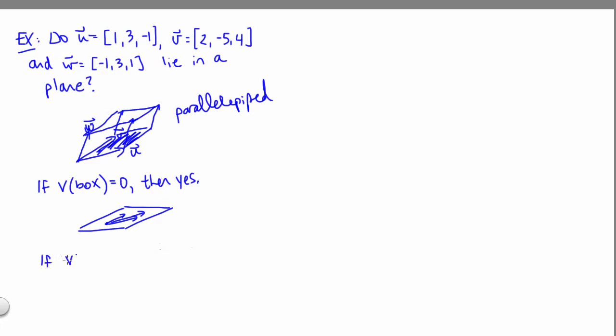If the volume of the box is not equal to 0, then the answer to the question is no. We could draw the plane defined by the first two vectors, and this time we'll label them u and v. If the volume of the box is not equal to 0, then w must be either extending above or below that plane to create that non-zero volume.